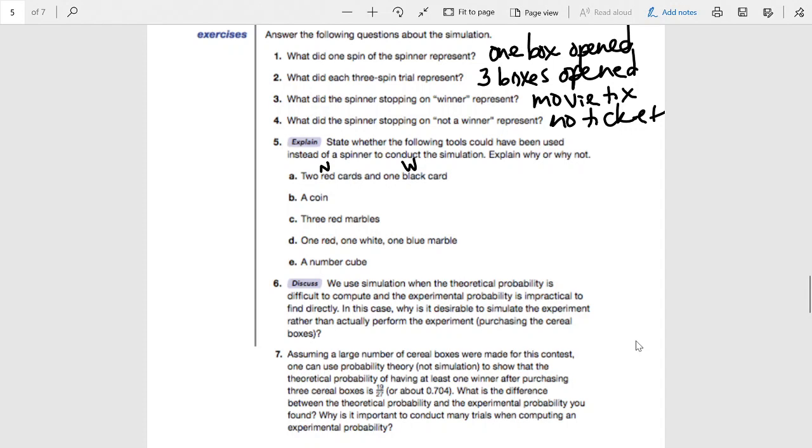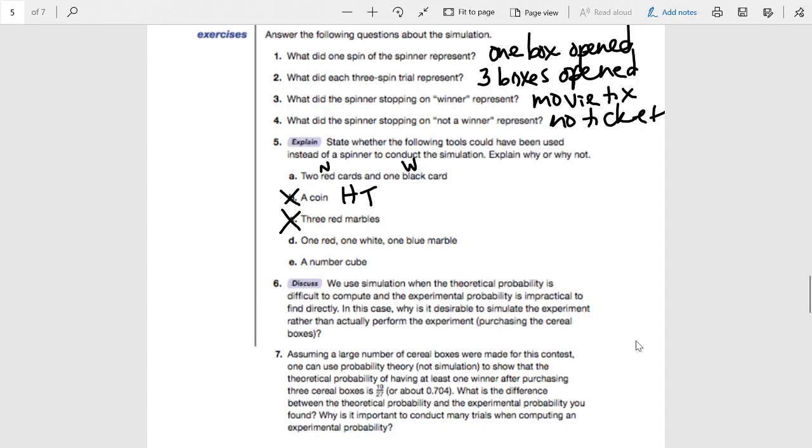Let's see, a coin. We only have heads and tails on a coin, so that would mean that our probability would be 50-50. That actually doesn't work in this situation. We don't have enough spaces for those 2 not winners, 1 winner. 3 red marbles. Although we have 3 pieces here, we can't really determine what would be the winner and not winner. With them all being the same color, that wouldn't work very well. So we actually couldn't use those 3 red marbles.